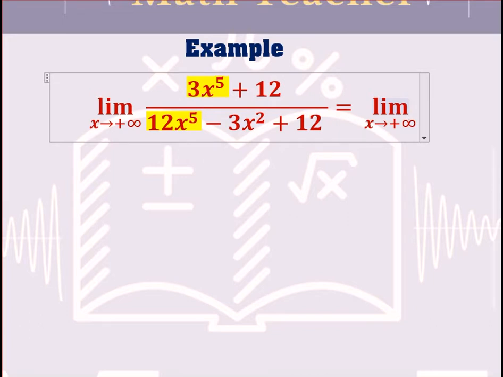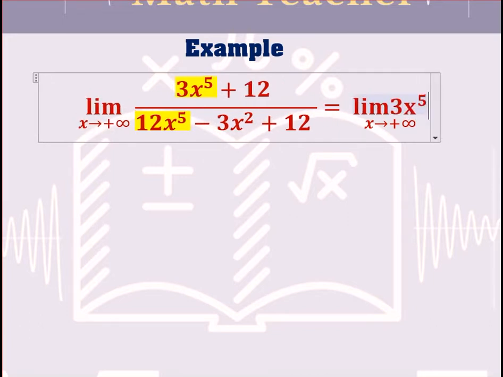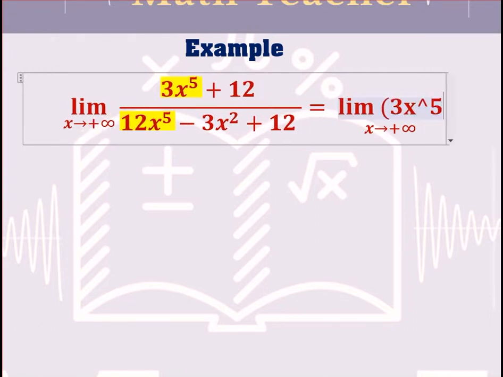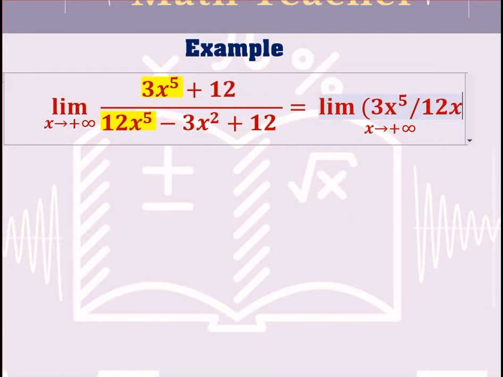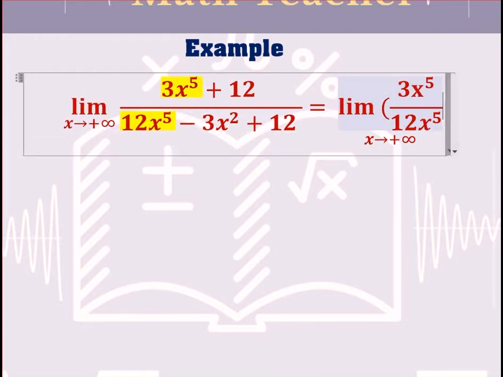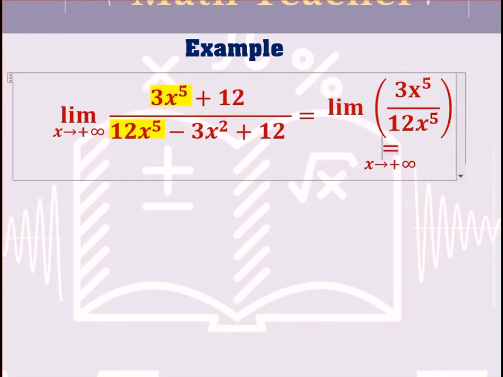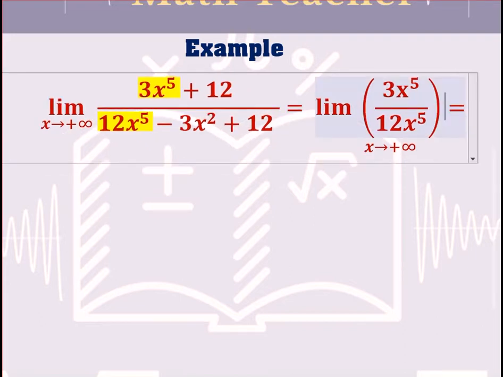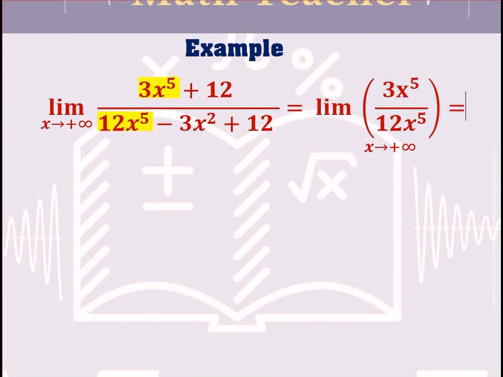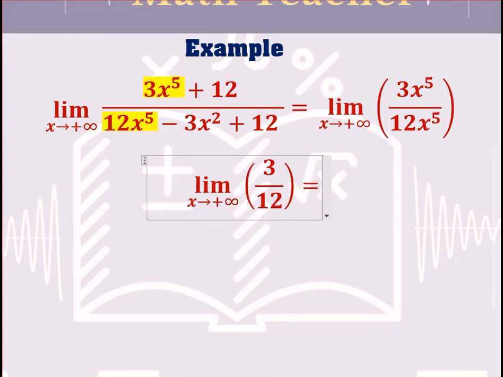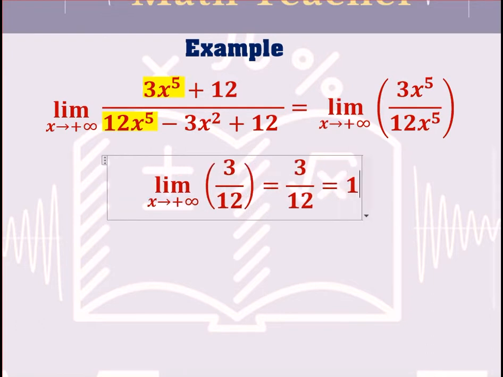Now in the next step, I'll say that this is the same as 3x^5 divided by 12x^5, which is equal to... as you see here, guys, if you simplify x^5 by x^5, you will get 3 over 12. So the next step will be the limit as x tends to plus infinity of 3 over 12, and the limit of a constant is the constant, so the answer will be 3 over 12, which is equal to 1 over 4.